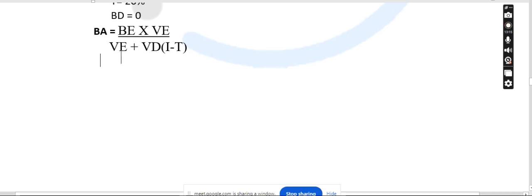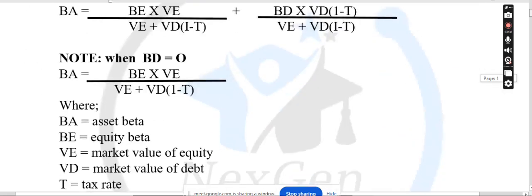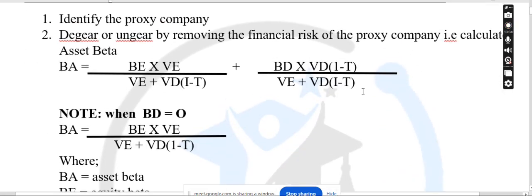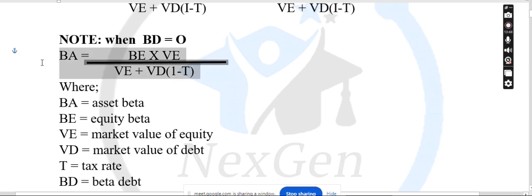So now we can proceed with this formula. We already know why we did not add the beta debt term: beta debt is equal to 0, which means all the other things in that part of the formula will be equal to 0. Because when you put 0 here, every figure here will be equal to 0. So we can now go by this.